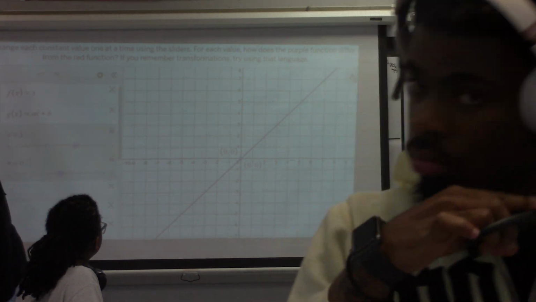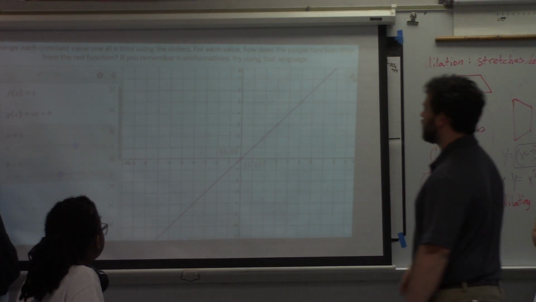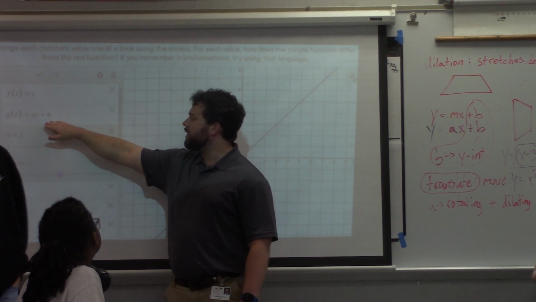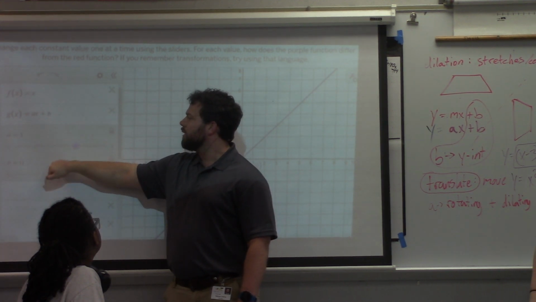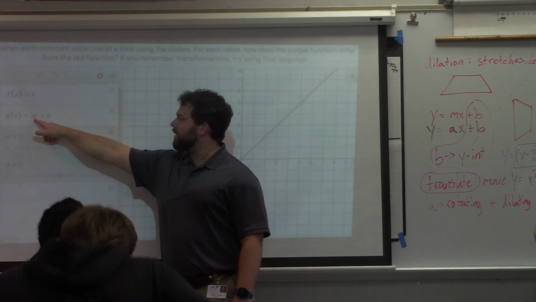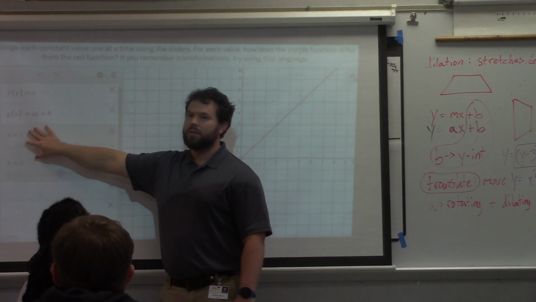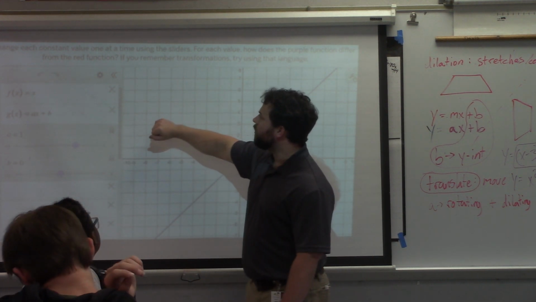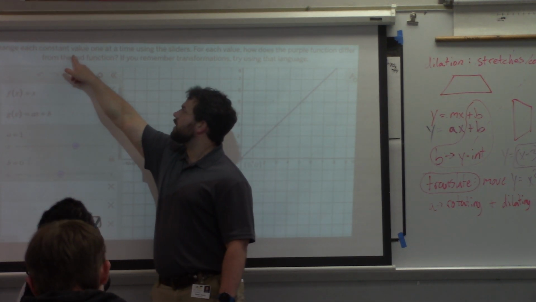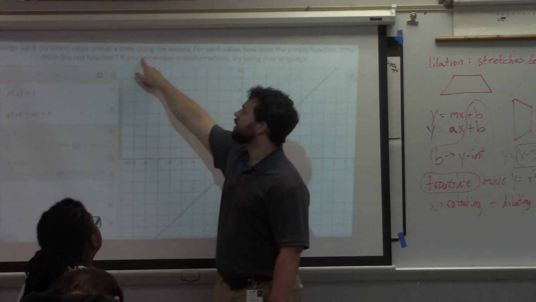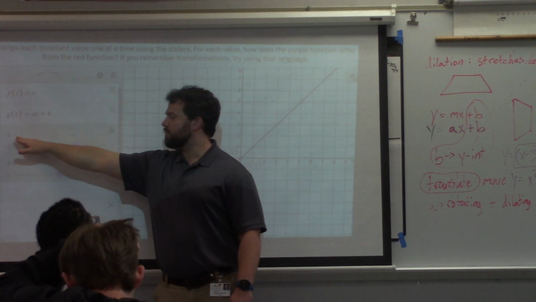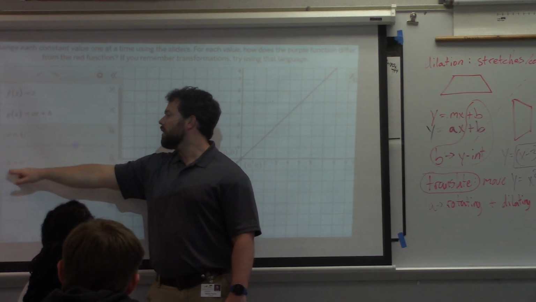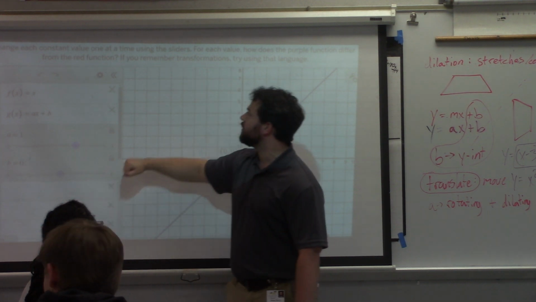So when I look at this right here, I have two functions graphed. I have f of x, a red line, and I've got g of x, a purple line, and I've got a value of a here and a value of b, so that those can change things about the line. What I want you to do is change each constant value one at a time. So a is a constant, it's equal to 1 right now, and I can change it, but that is a constant. B is currently 0, but I can change it.